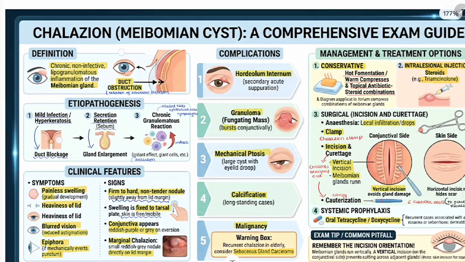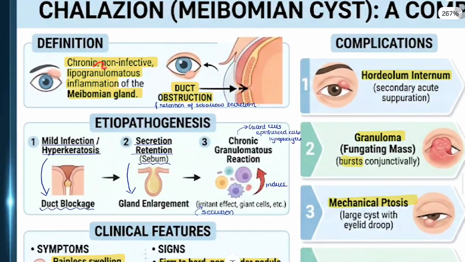So, what is Chalazion? It is a chronic non-infective lipogranulomatous inflammation of the meibomian gland. And what does this cause? It is due to duct obstruction. The duct of the meibomian gland gets obstructed, and that will lead to the retention of sebaceous secretion.